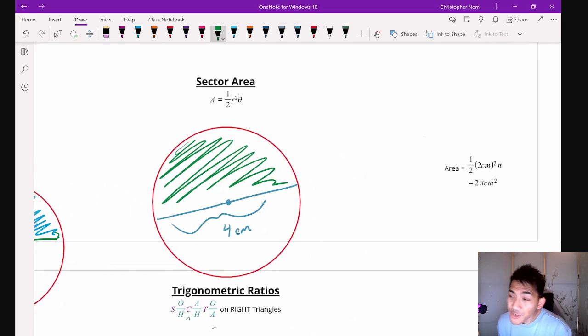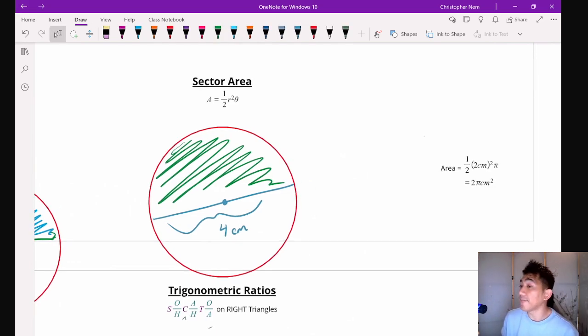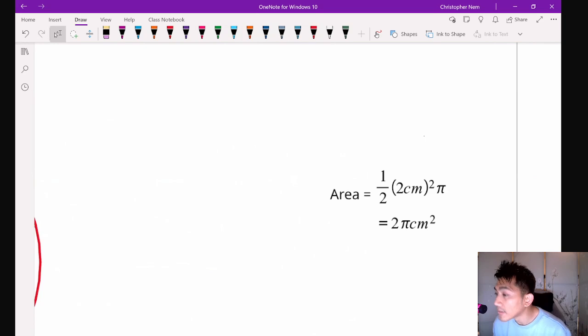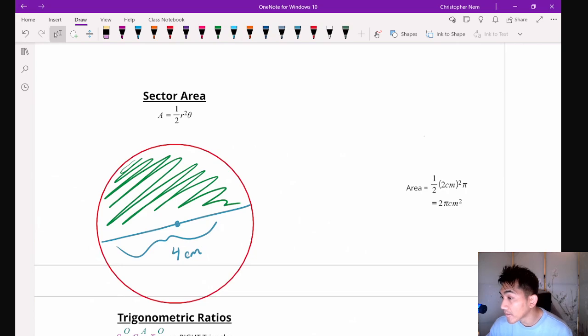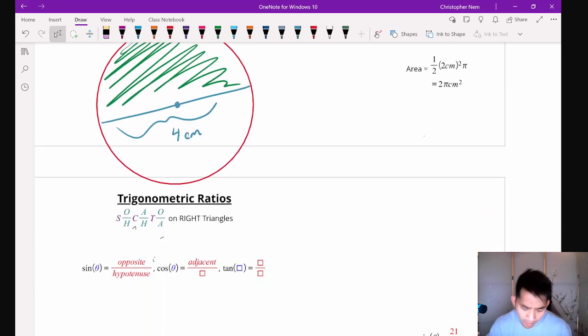And the angle measurement I'm working with, since we're working with half a circle, is 180 degrees, but I have to turn it into radians, which is pi. So in my formula, I have 1/2 times 2 centimeters squared times pi, which is going to be calculated as 2 pi centimeters squared. So that's the area for this sector. Alright, and we're almost done.